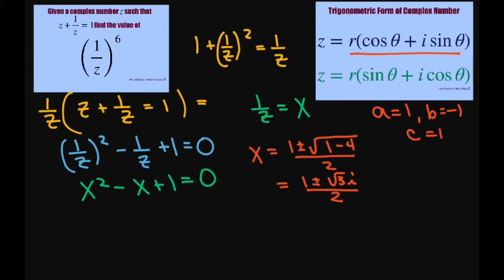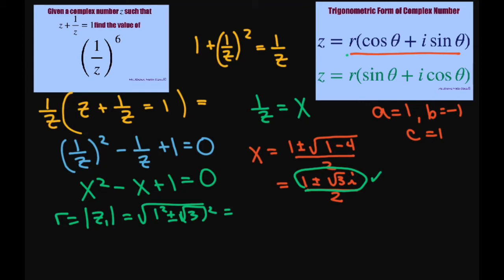So basically, if you just pull out the 1/2 and let's just look at this, our R is going to equal the absolute value of Z. We'll just call this Z. And that's going to equal the square root of 1 squared plus minus square root of 3 squared. So once you have the minus and the plus, it doesn't matter, it's going to square out. So that's going to be equal to 2.